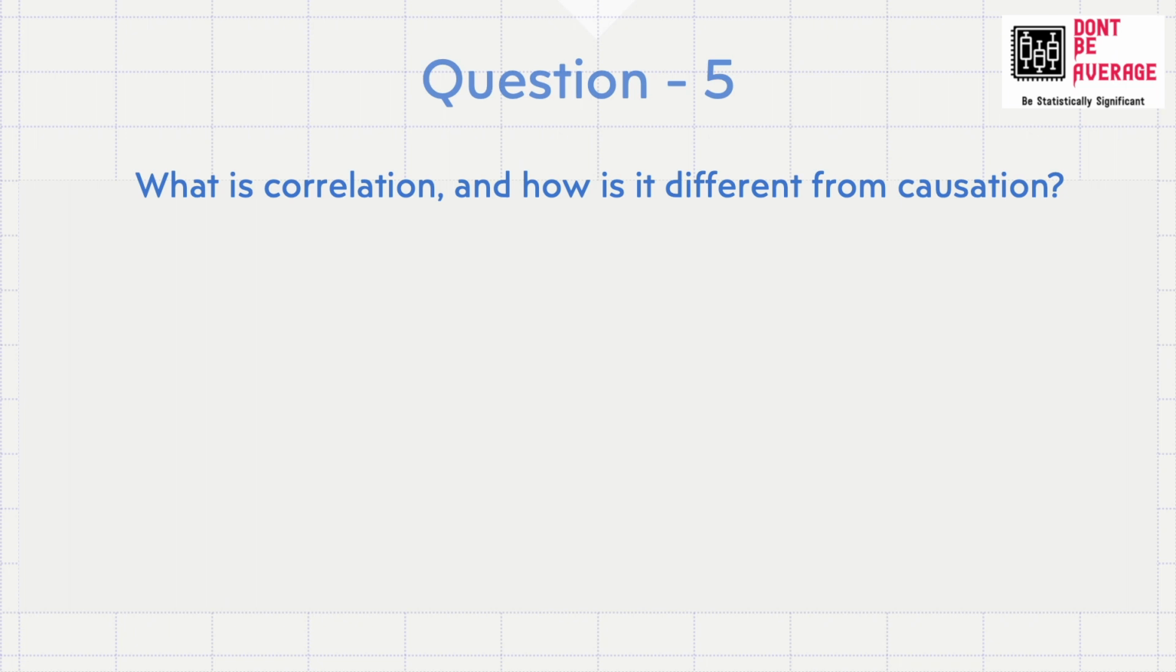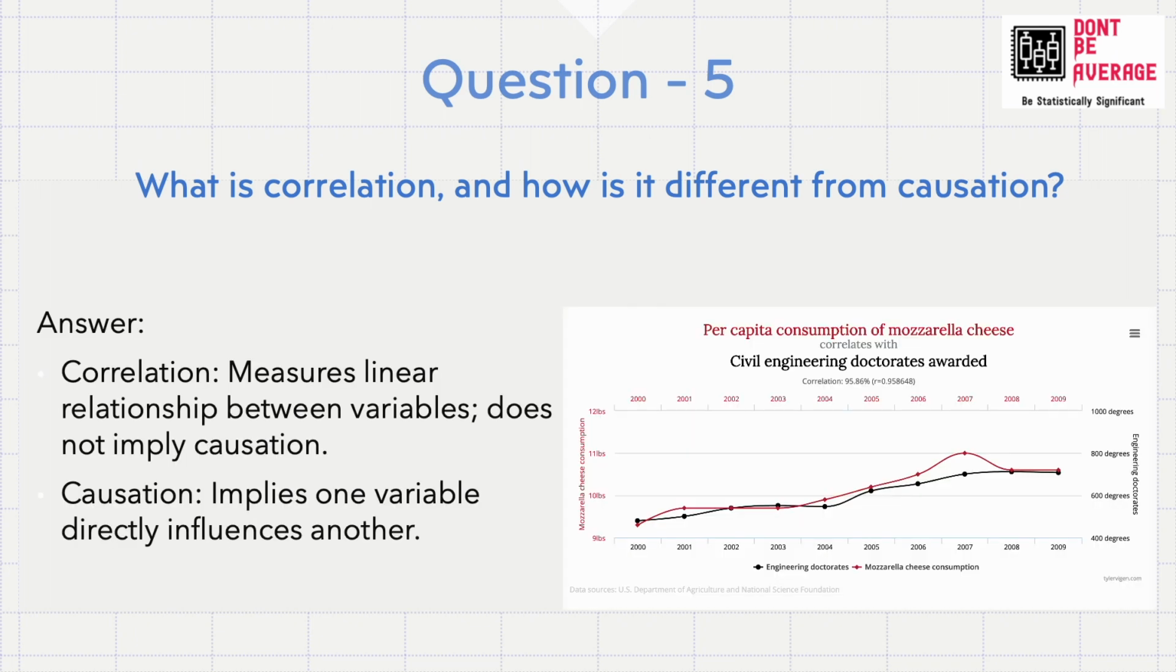Question number 5. What is correlation and how is it different from causation? Correlation measures the strength and direction of the linear relationship between two variables, whereas causation implies that one variable directly influences the other. So correlation does not imply causation. A correlation between two variables may be due to a third variable or a mere coincidence. So if two things are correlated, it does not mean there is always causation or one causes another.